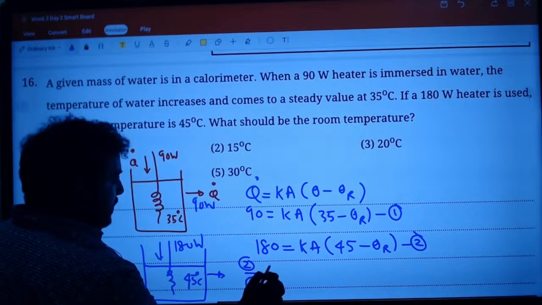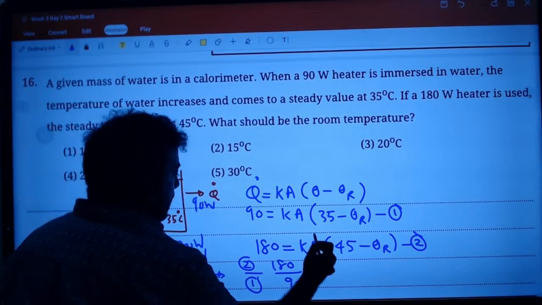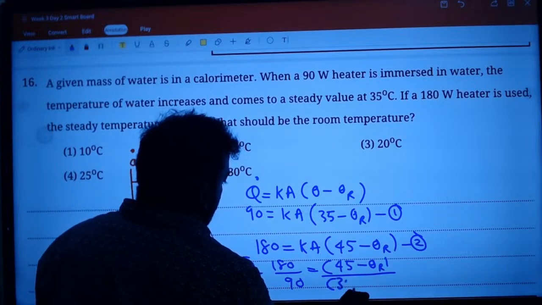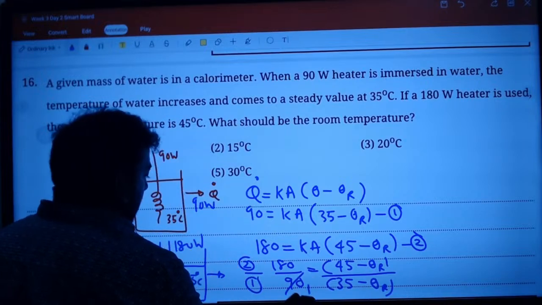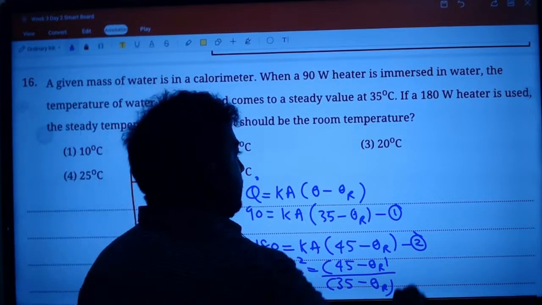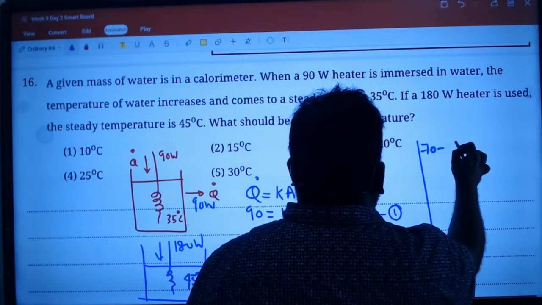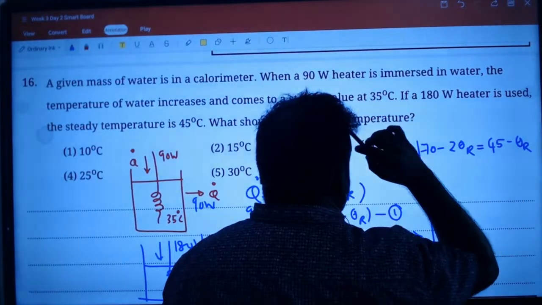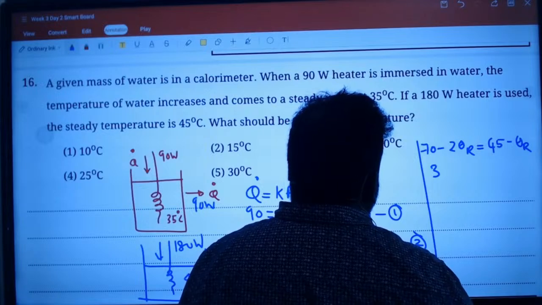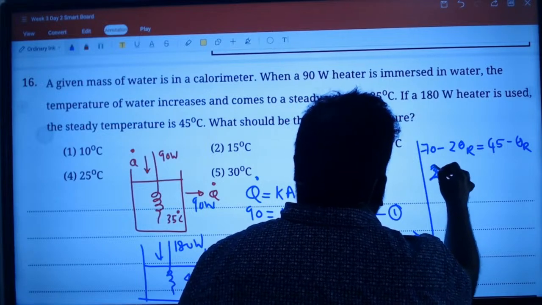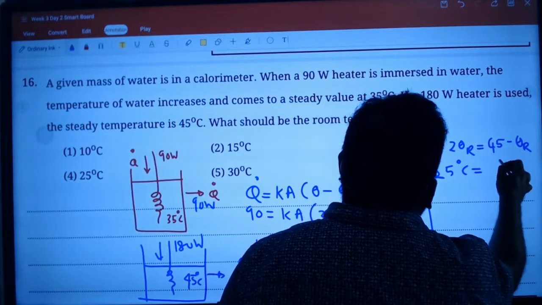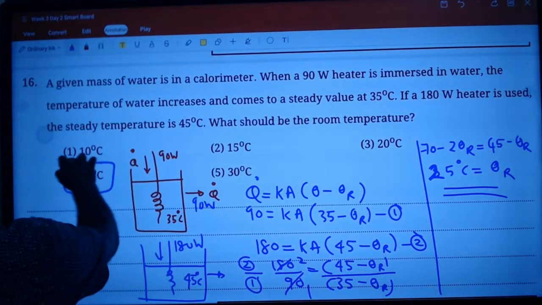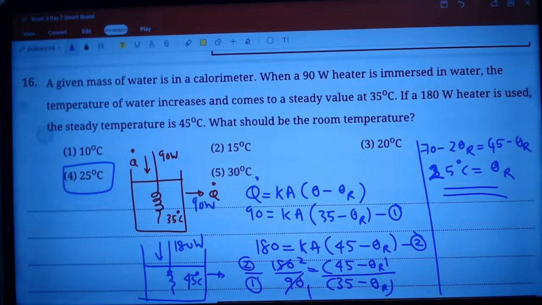Divide the second equation by the first. 180 over 90 equals K A cancel, 45 minus theta R divided by 35 minus theta R. Okay? 90 times 1, 90 times 2, cross multiply. 70 minus 2 theta R equals 45 minus theta R. So here you have 25 degrees Celsius, that is equal to theta R. What should be the room temperature? 25 degrees Celsius. Answer number 4.